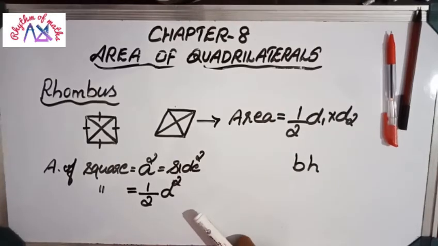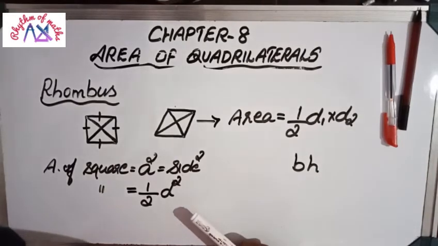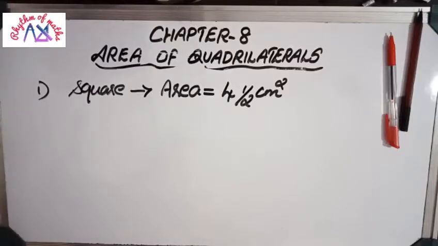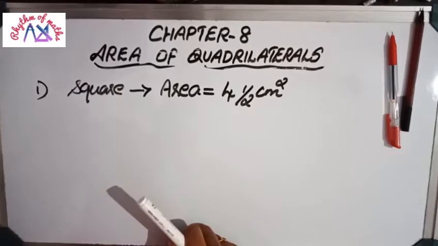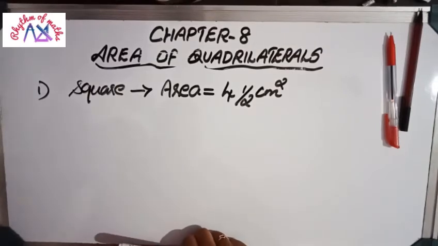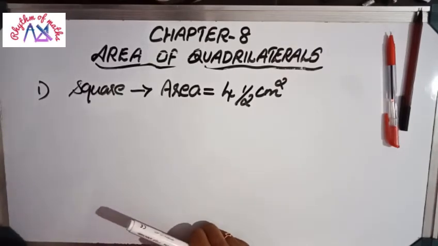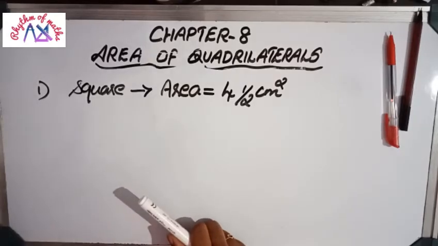Okay, now let's do the problems from the second activity. Here is your first question. First question is, draw a square of area 4.5 square centimeters. Here in the first question we have to draw a square, with area 4.5 centimeters square. To draw a square, either we need the side of the square or we need the diagonal.